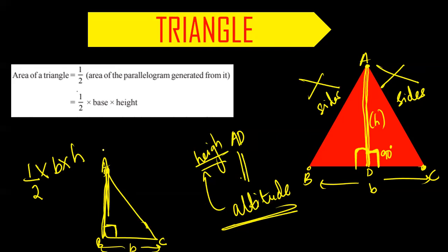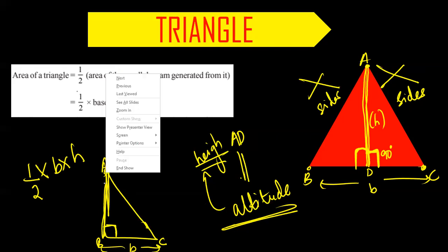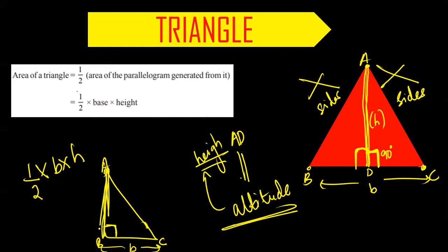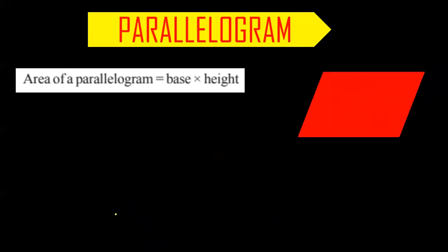That is in a right angle triangle. As you can see, A is the opposite vertex, and when I draw a right angle, I can form a side itself. So if I take this as height, and if these both measurements are given to you, then the area is nothing but half into BC into AB. Now let's see parallelogram. So area of the parallelogram is base into height.